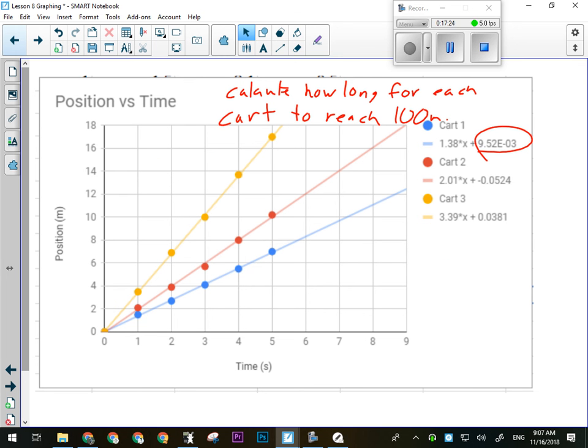Okay, so back to calculating how long it would take each cart to reach 100 meters. So the 100 meters, X or Y value? It's a Y value, so I'm looking for X, because how long is time, and time is on the X axis. So for cart number 1, if I'm manipulating this for X, I am going to take 100 meters, Y, minus 9.52 times 10 to the -3, minus B, and then divide that by M, which is 1.38. That'll equal X for cart number 1.